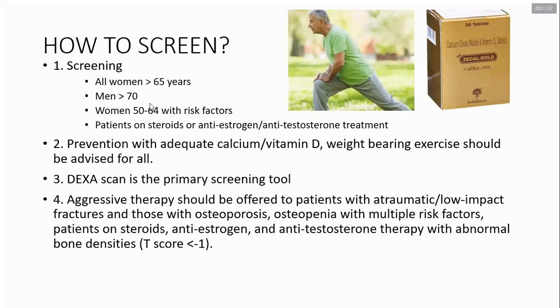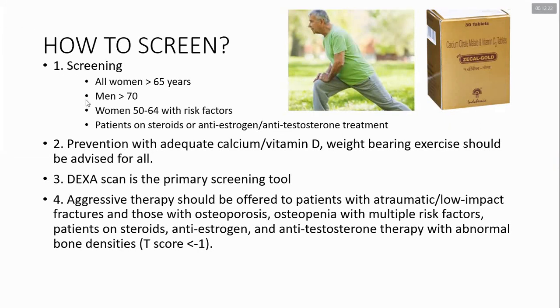So how to screen and who to screen? You should screen all women more than 65 years old, and men around 65 to 70. If it is a perimenopausal lady with risk factors, you should screen them. For example, a perimenopausal lady who is obese, sedentary, and having back pain is an at-risk patient, so you should screen her.